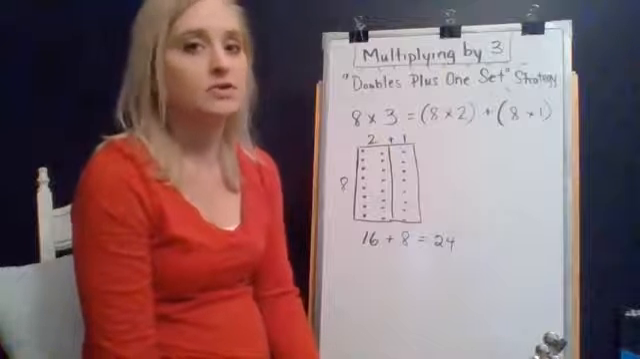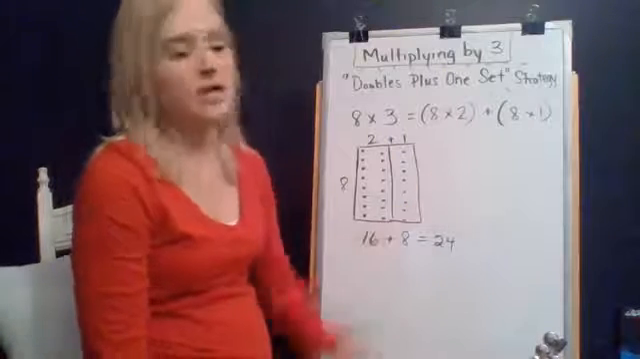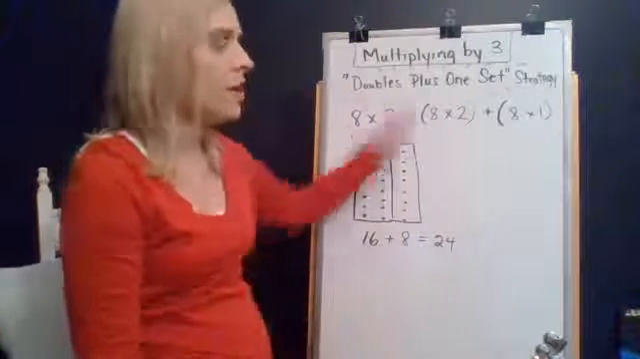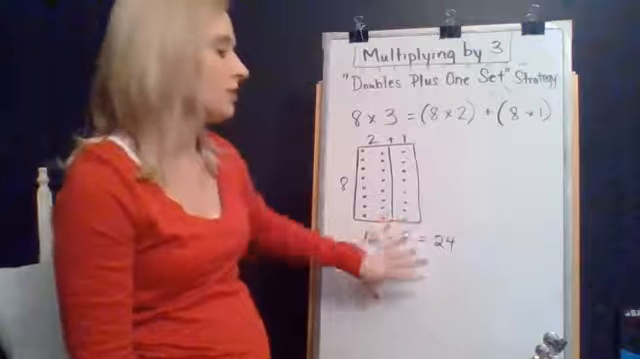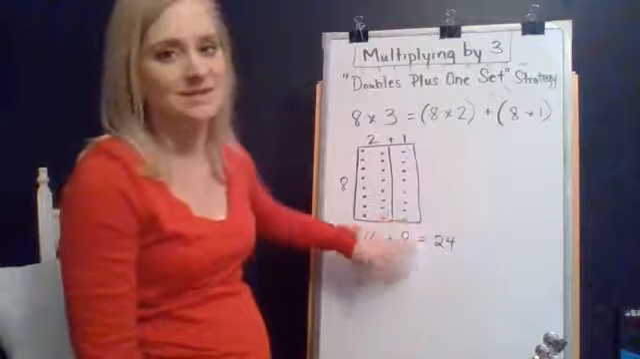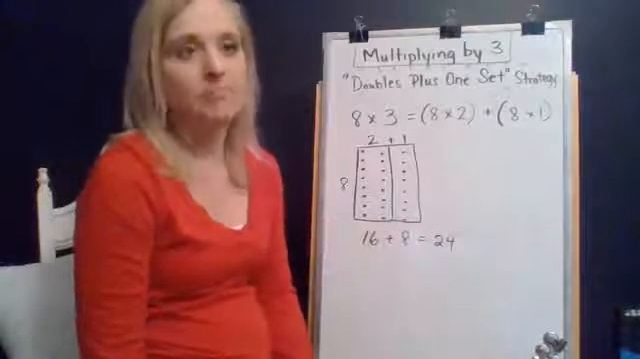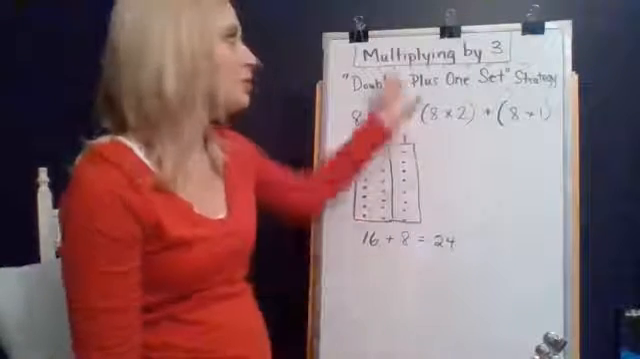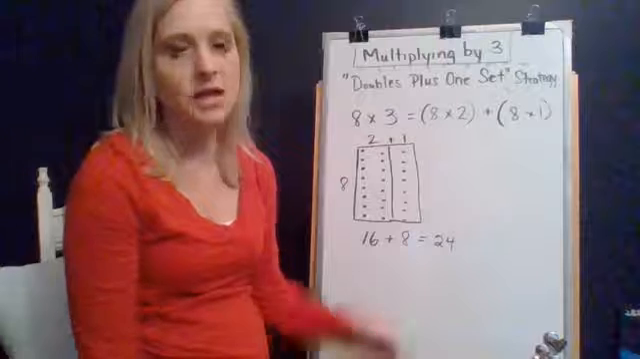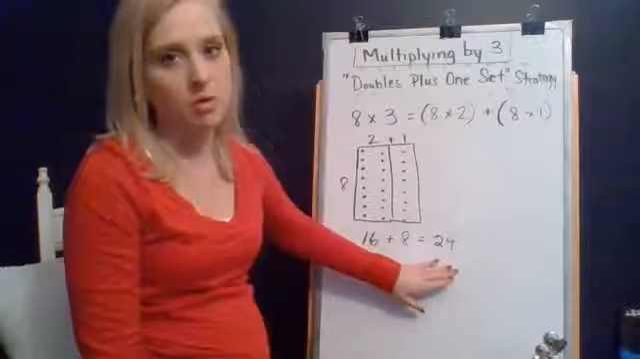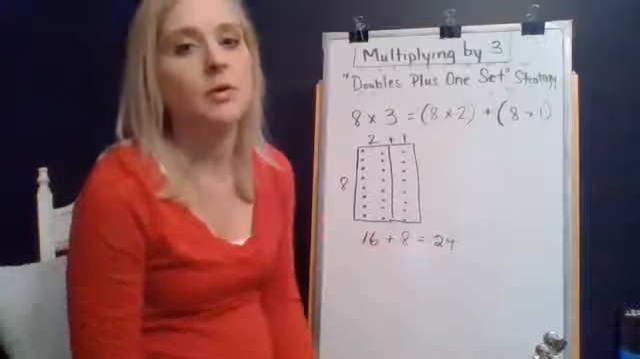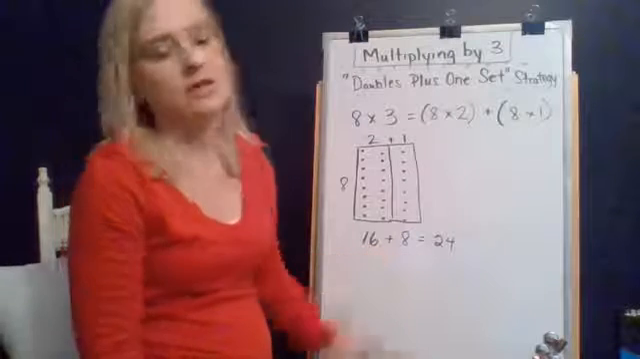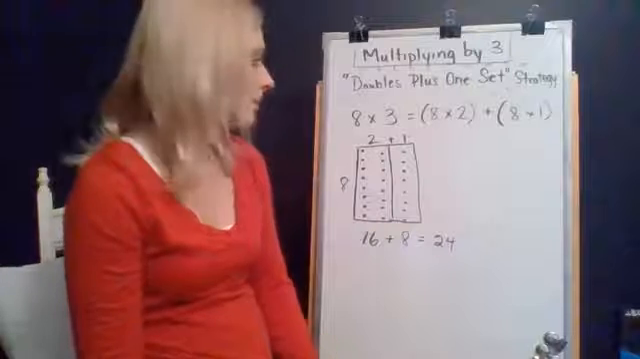So if you're struggling with this strategy, maybe take a look and think about, am I really struggling with the concept, or am I struggling with the actual adding the sets together? Concept, you understand the multiplying by 3 strategy. And if you're struggling with the addition part, then you really need to work on those addition facts better and knowing ways to add 16 plus 8 more efficiently and more effectively.